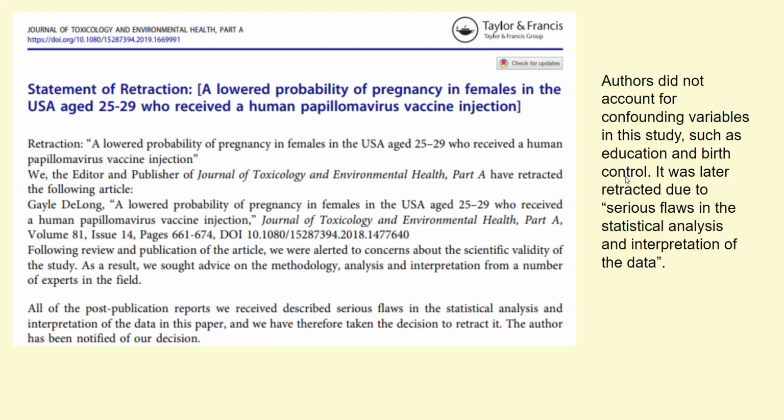So confounding variables can influence both your independent and dependent variables, and leaving those out could have indicated there was a causal relationship between the independent variable of having the vaccine and the dependent variable of pregnancy. However, not including these variables, they actually could have been explanatory variables in that analysis. So this paper was retracted due to serious flaws in the statistical analysis and interpretation of the data. So this is an example of when a scientist or statistician leaves out or omits particular confounding variables, which can severely damage the implications of those results.